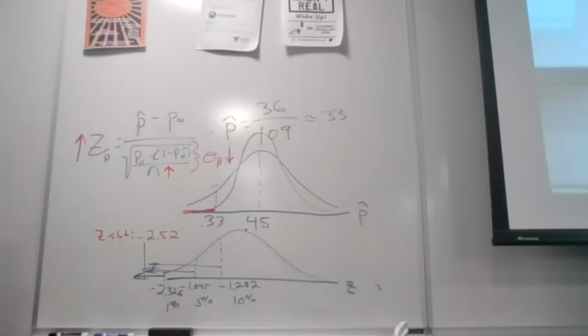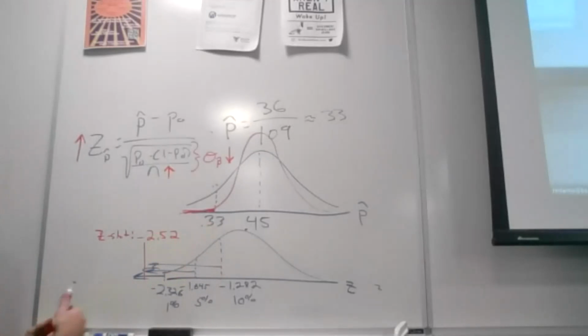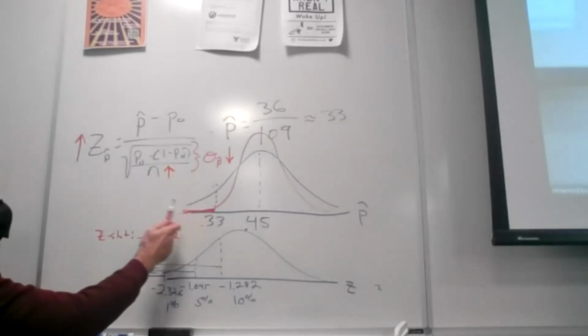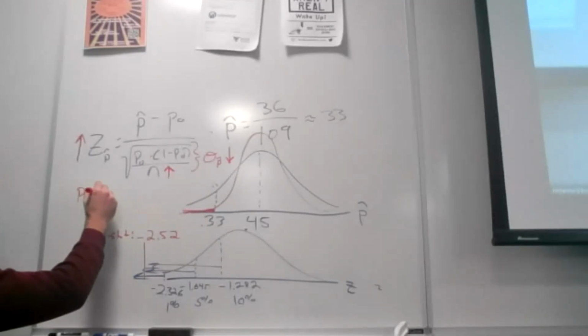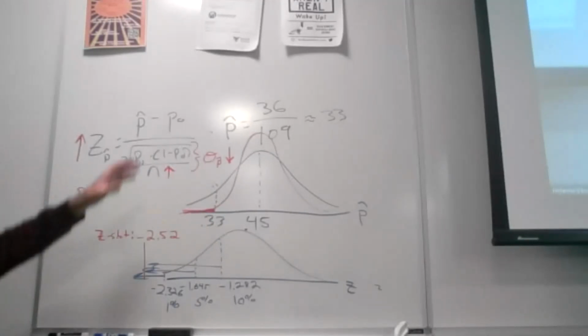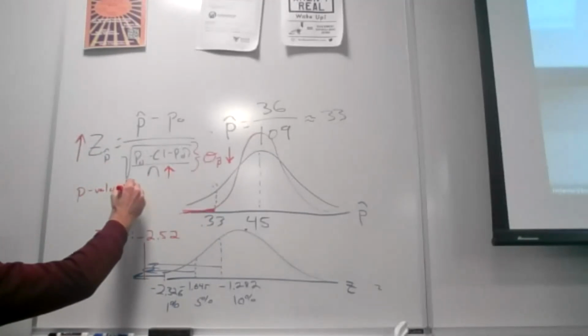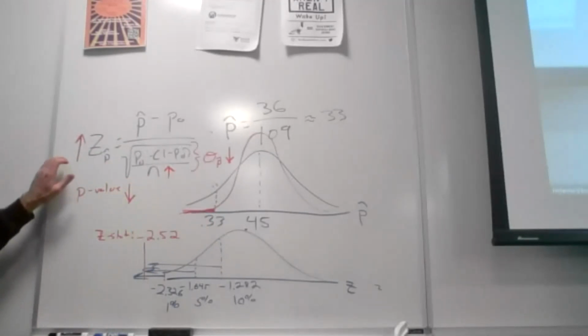Gets higher? Well, think about it. If my test statistic is getting higher, what's happening to the area to the left of it? It's getting smaller, right? Which is what we have here visually. So when I have a higher test statistic, and when I say higher here, higher in absolute value, right? We had a negative test statistic. It's going to become a larger negative value, right? So my p-value is going to go down.